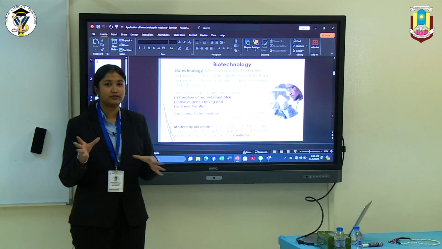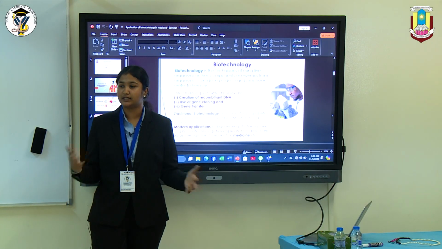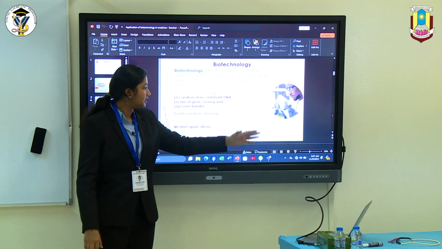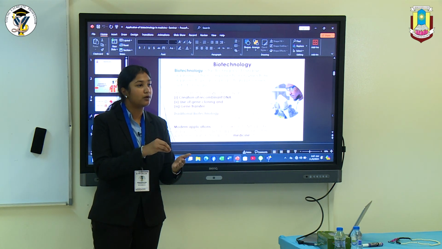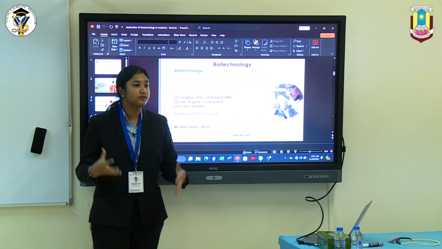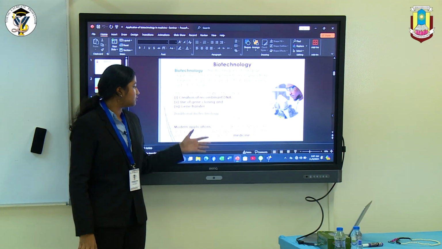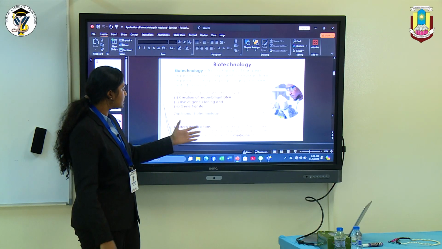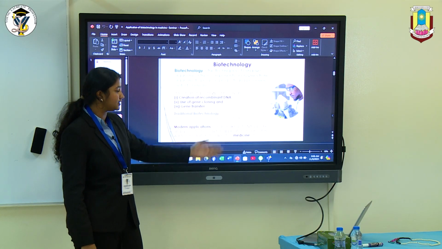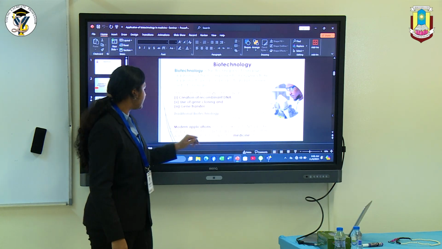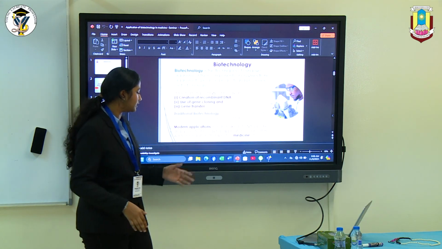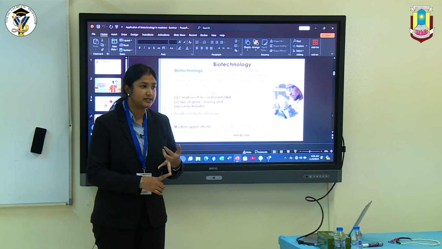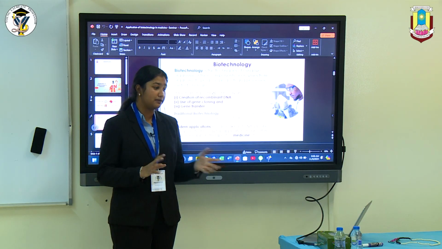So biotechnology, knowingly or unknowingly, we have been using it since ancient times. For example, in the making of cheese or curd. While making curd, we just add a small amount of curd into the milk. We don't have to do anything additionally for it, right? So the bacteria present in that small amount of curd itself does all the work. And it is the modern applications of biotechnology that helps us in making DNA vaccines and helps us carry out IVF. So biotechnology has its applications in agriculture, food processing, waste remediation, therapeutics and medicine.